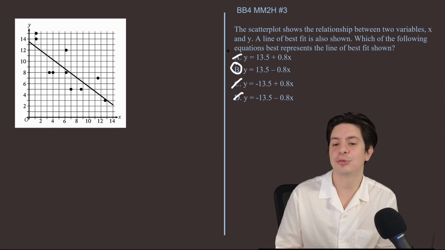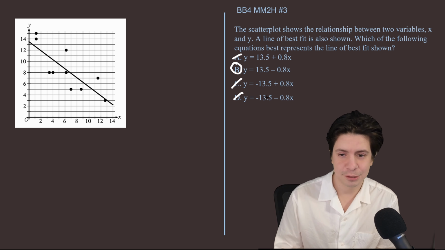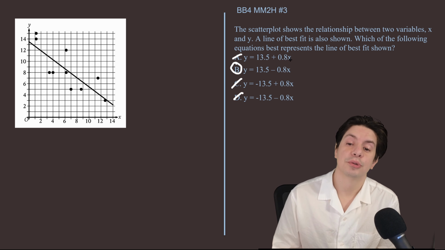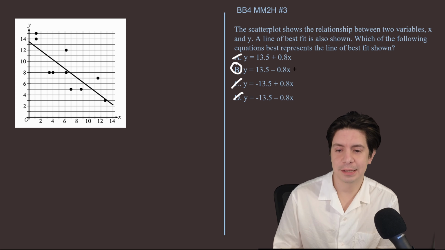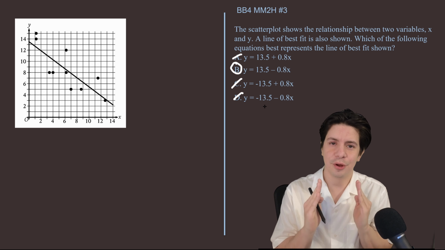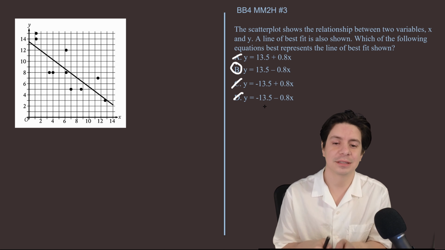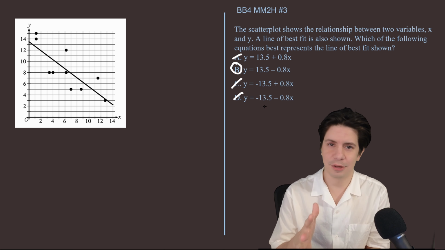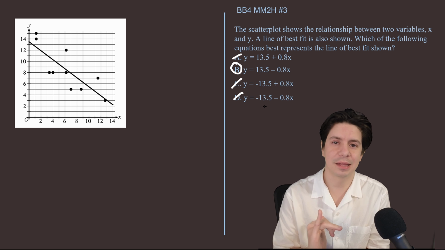Notice how it's two sets of two. There's 2 with positive 13.5, 2 with negative 13.5, and then 2 with positive 0.8x and 2 with negative 0.8x. They organize it that way, and if you know that, that helps you focus in on the differences and choose the correct answer. They do this all the time on the SAT, both in the math and the verbal.